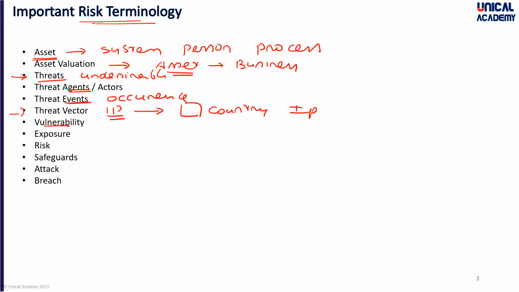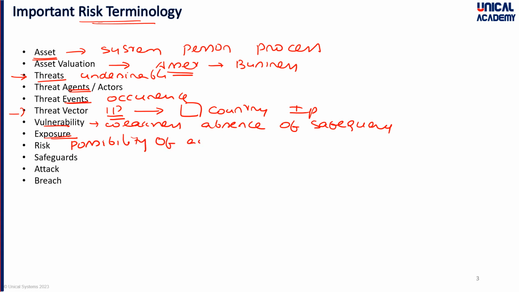Vulnerability: a weakness in an asset or the absence of a safeguard or control is called a vulnerability. What is exposure? An asset that is susceptible to a particular loss is called exposure. Risk is the possibility that a threat will exploit a vulnerability to cause harm. The possibility of exploitation of a vulnerability is risk.